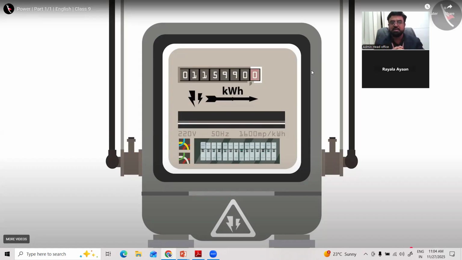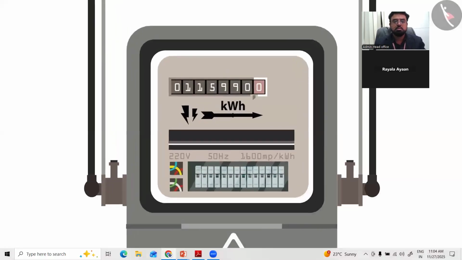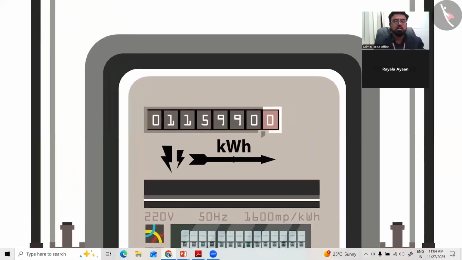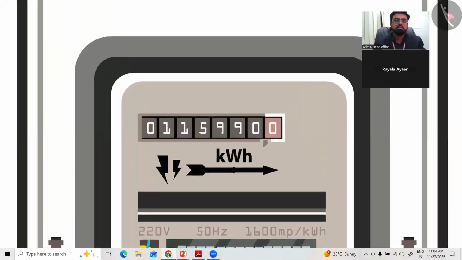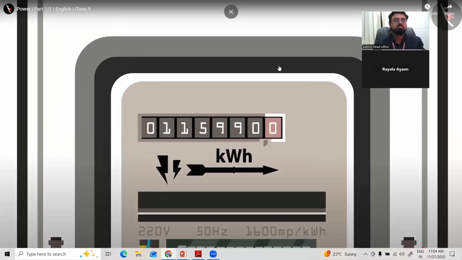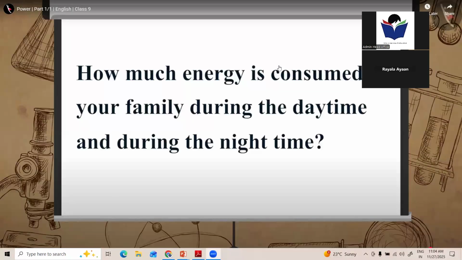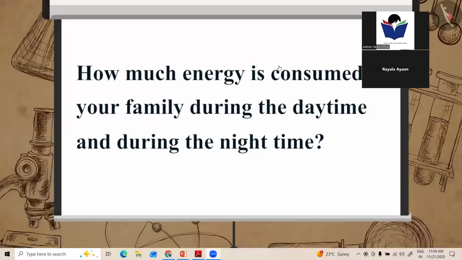After going home, check whether kWh is written or not. These numbers showing there are how much energy you consumed, how many units you consumed. Okay, very important. Observe it closely. Take the readings of the meter at 6 am and 6 pm for a few days. How much energy is consumed by your family during the daytime and during the night time?